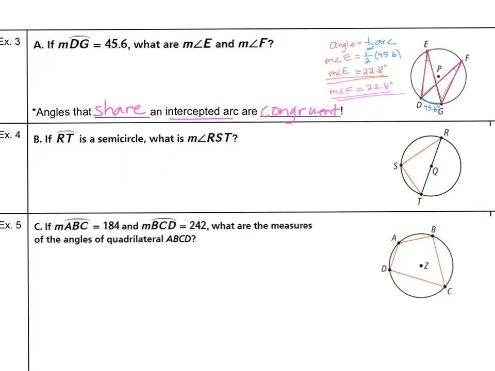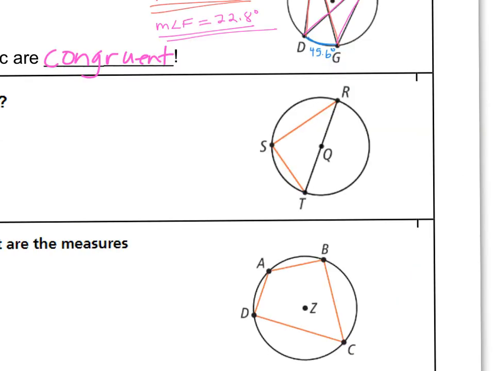Let's try example 4. It says if arc RT is a semicircle, what is the measure of angle RST? All right, let's go to our picture. Okay, if RT is a semicircle, I'm going to go from R at the top all the way around to T at the bottom. Now a semicircle is a term we've used, but we haven't seen in a while. A semicircle means halfway around the circle. That means the arc is 180 degrees. That was a definition we talked about, I believe in lesson 10.1.